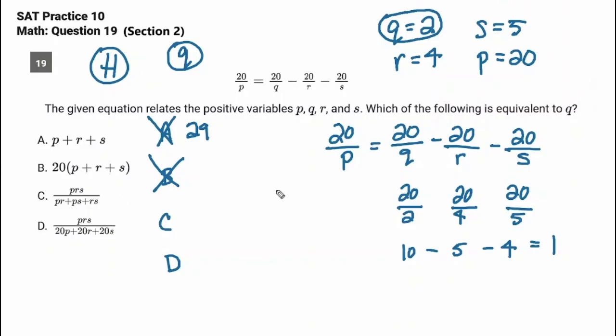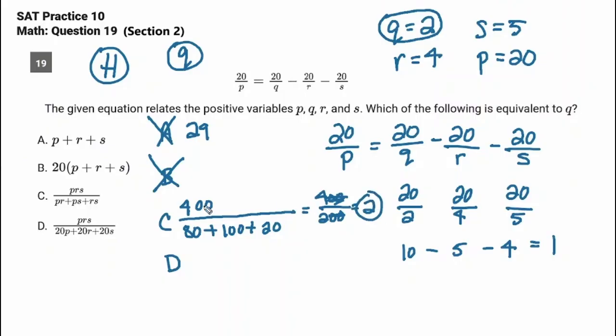All right, things get interesting here, but not hard. P times R times S, so 20 times 4 times 5, that's 80 times 5, which is 400, over this big, huge thing, P times R, 20 times 4, so that's 80, plus P times S, 20 times 5, which is 100, plus R times S, 4 times 5, which is 20. Do it on your calculator if you want. 80 plus 100 is 180, plus 20 is 200, so this is 400 over 200. And guys, anybody can see that that is 2. So C is the answer.